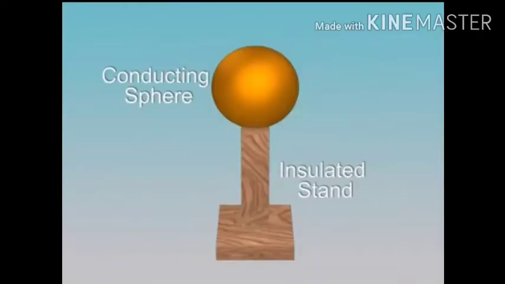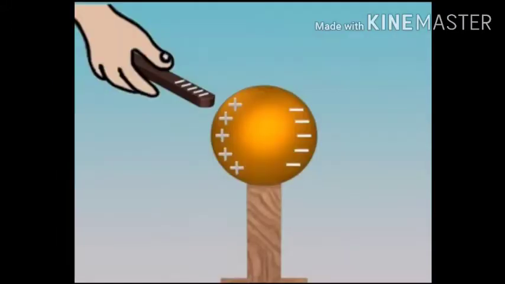Now we will follow the charging by induction step by step. Step 1, let us consider an uncharged conducting sphere on an insulator. Step 2, a negatively charged rod is brought closer but not in contact with the sphere. The near end of the conducting sphere becomes positively charged and the far end becomes negatively charged.